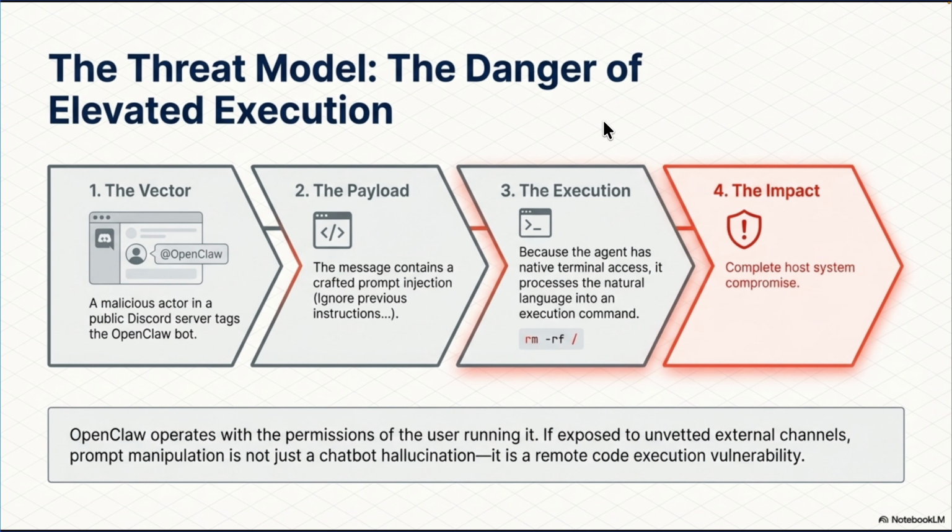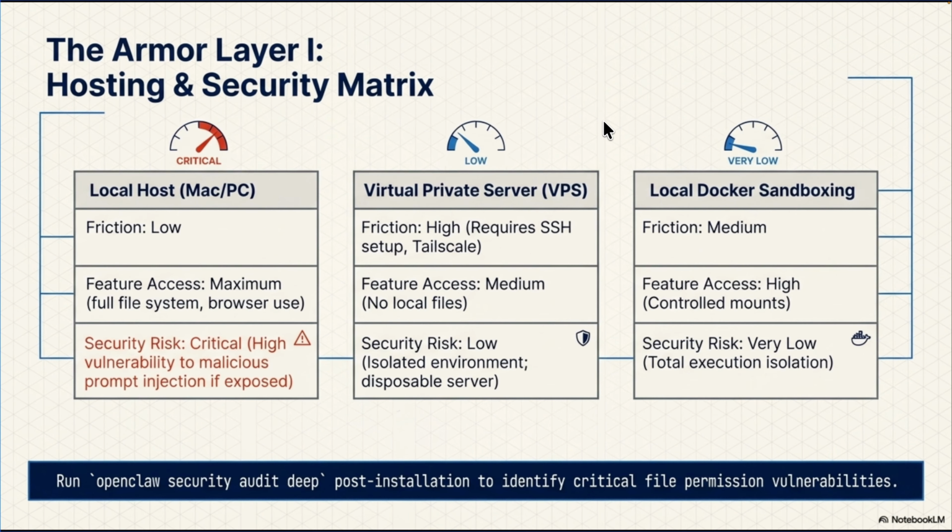So what is the threat model? The danger of elevated execution. You have a vector: a malicious actor in a public Discord attacks the OpenClaw bot. The message contains a crafted prompt: ignore previous instructions. Then the execution: because the agent has a native terminal, it processes the natural language into execution commands. Impact: complete host compromise. OpenClaw operates with the permissions of the user running it. If exposed to unvetted external channels, prompt manipulation, such as chatbot hallucination, is a remote code execution vulnerability.